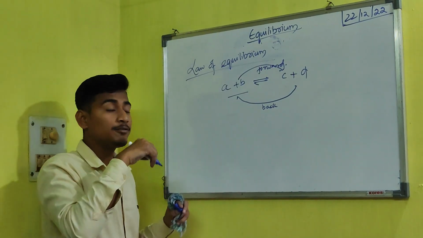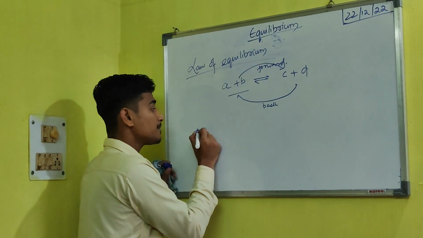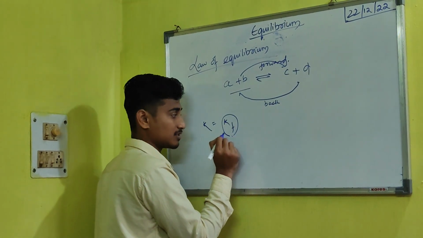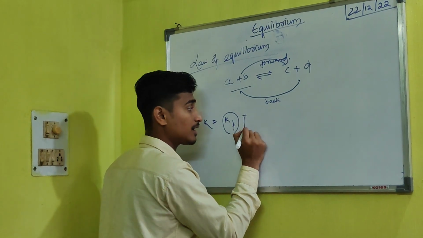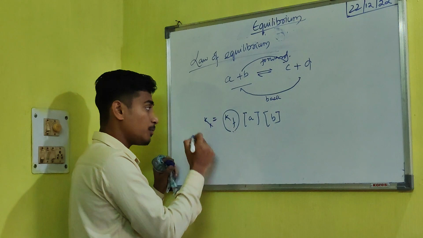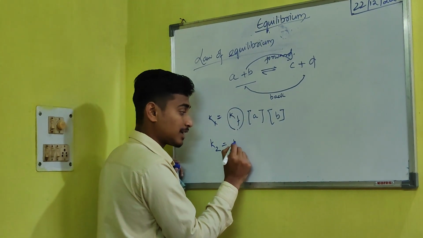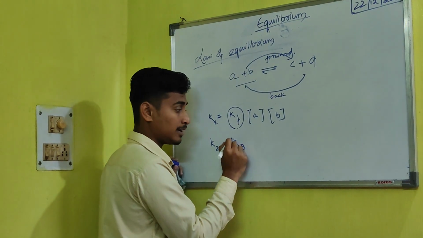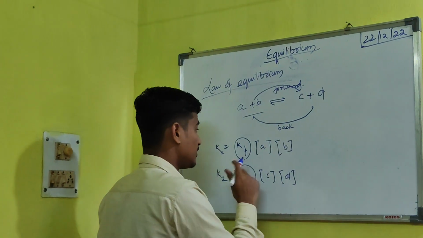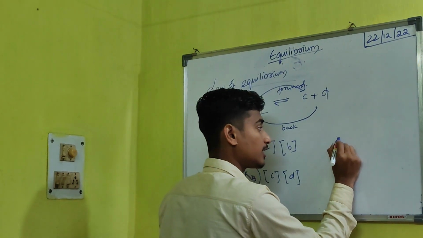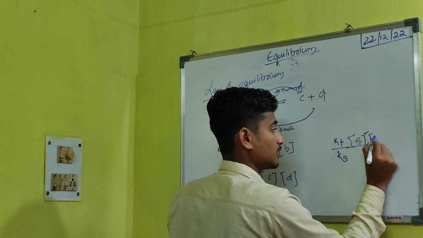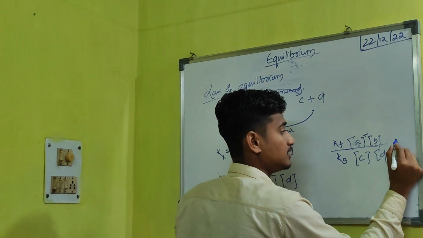Okay, the ratio of the rate of forward reaction. We can denote the rate of forward reaction as Kf. Kf times the molar concentration of A and the molar concentration of B. Then let the rate of backward reaction be denoted as Kb, times the concentration of C and the concentration of D. We can take the ratio Kf by Kb, which equals 1 at equilibrium.